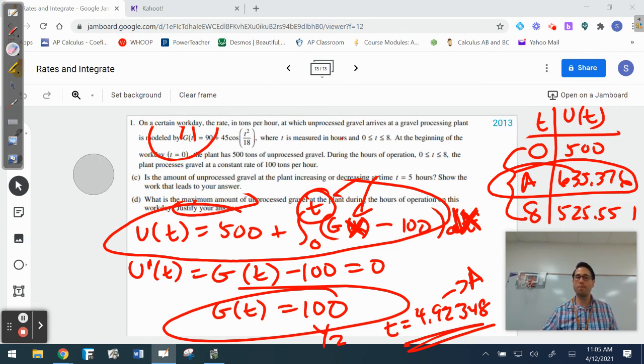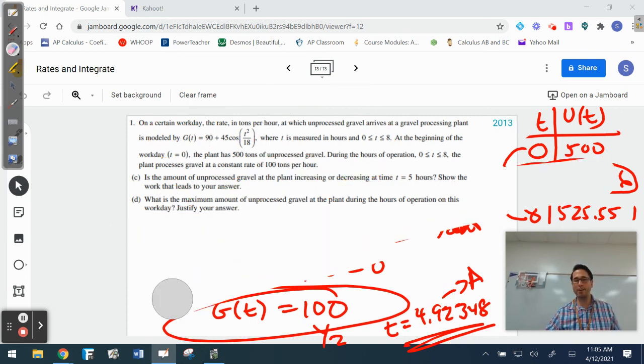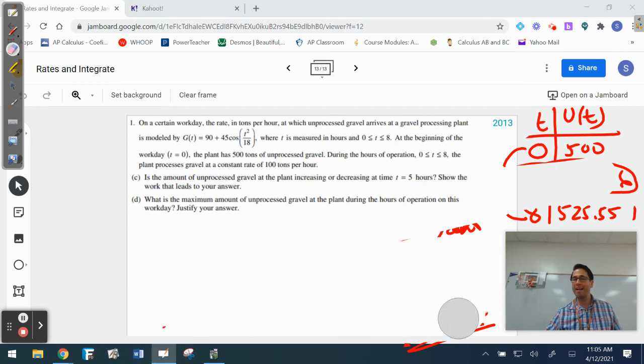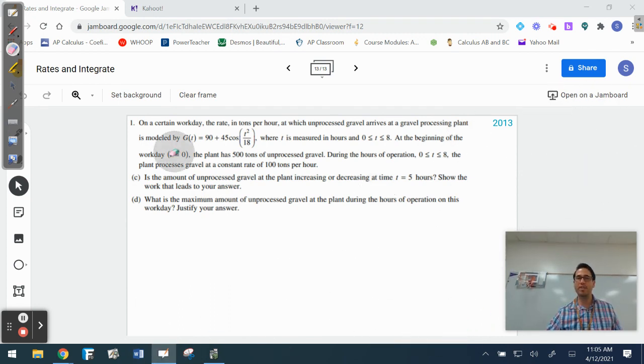Rates and integrate. Remember, if you want to get better and better, keep on looking for these problems. Or better yet, go back and try all of these from scratch and see if you can get them all right. That is how you will dominate this AP test. All right, class, aloha, good luck.